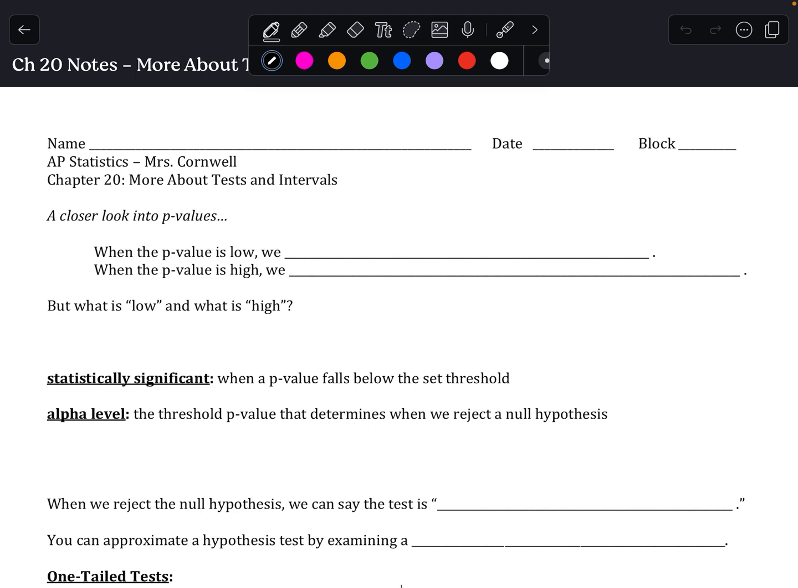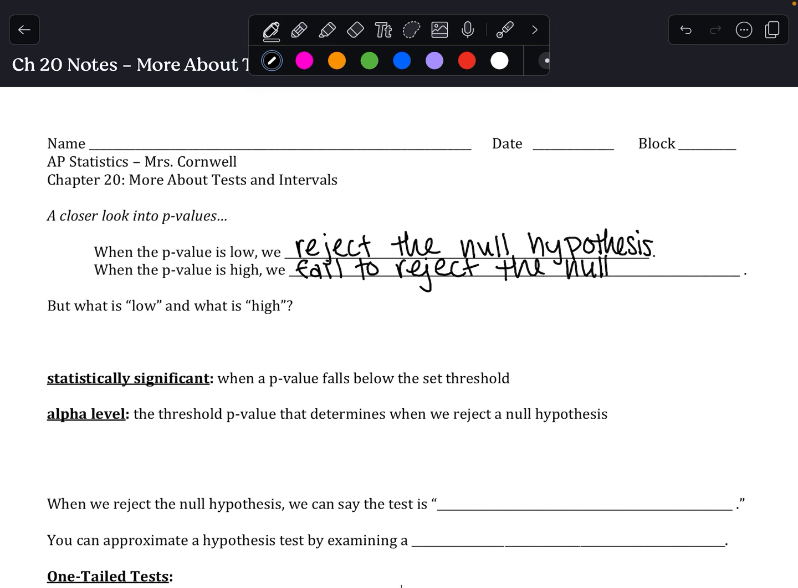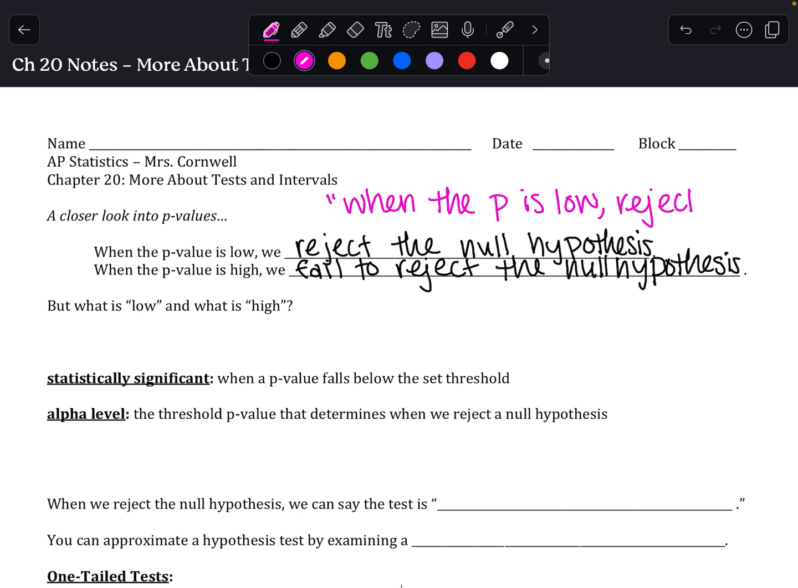talked about. All right, so remember that when you have a p-value, if it's low, we reject the null hypothesis. Right, so if it's a small number, we're rejecting the null hypothesis. If it's high, then we fail to reject the null hypothesis. And to help you remember that, you can remember the phrase, when the p is low, reject the hoe.